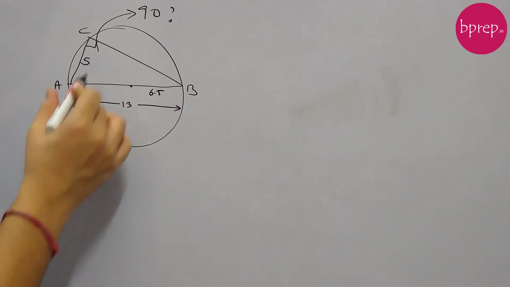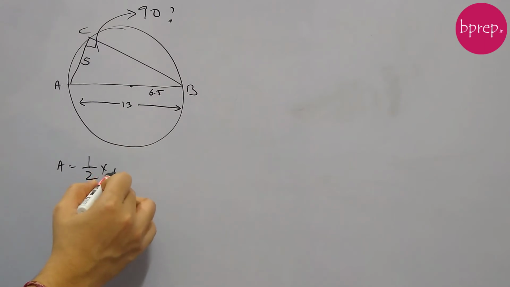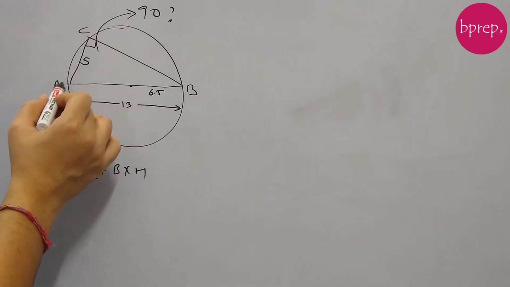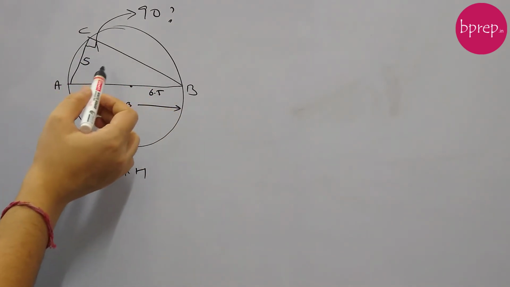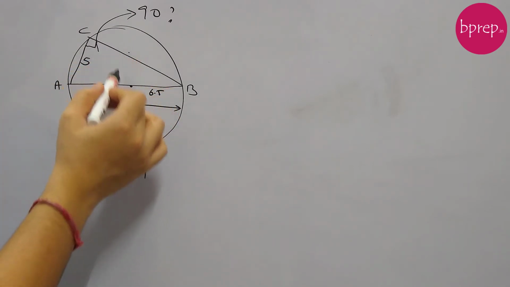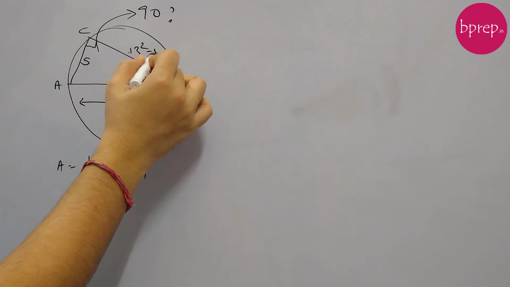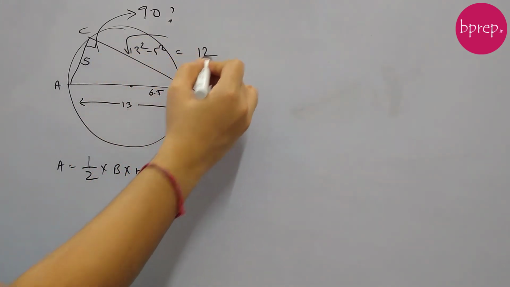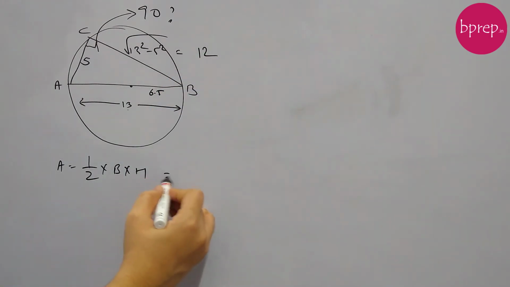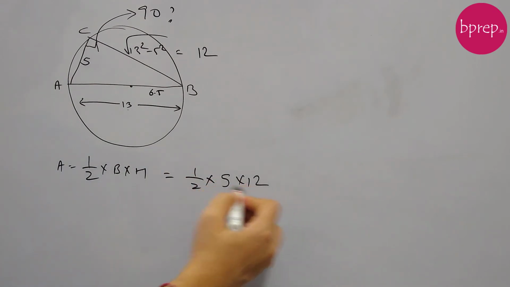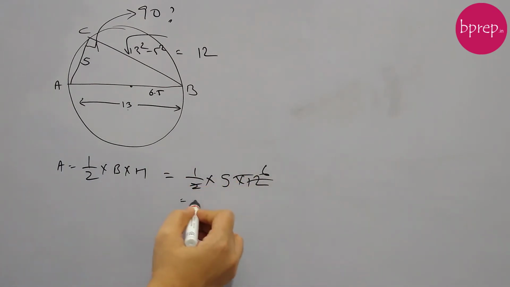So now we know the sides, so area will be half into base into height. Because ACB is a right angle triangle, the hypotenuse is known, it's 13, and one side is 5, so the other side will be the square root of 13 square minus 5 square. Okay, so this will be 169 minus 25, which is 144, so 12. Here the area will be half, base is 5, height is 12, so this is 30 square centimeter.